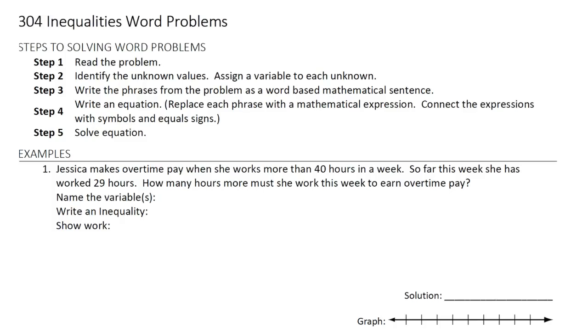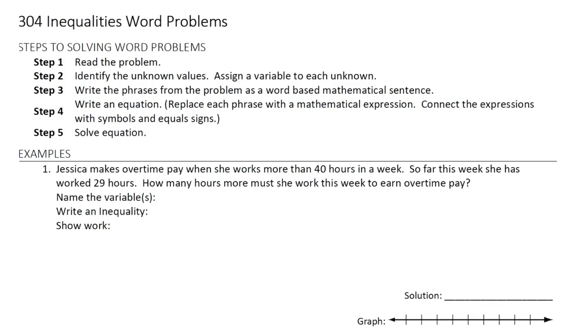Inequalities word problems. The steps for solving inequalities word problems are the same as the steps for solving equations, except you need to know which way the inequality will point and whether it has an "or equals." So first read the problem, identify your unknown values, give a variable to each unknown, then write the phrases from the problem as a word-based mathematical sentence, write an inequality based on your sentence, and solve that inequality.